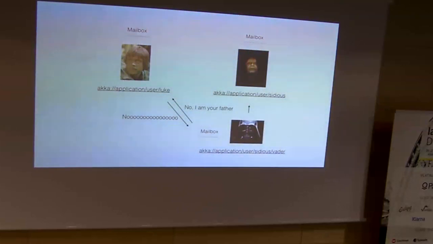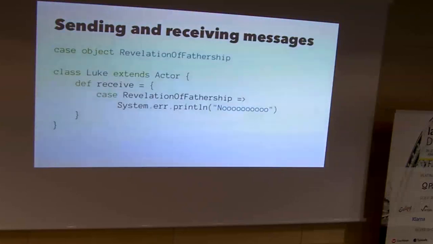A bit of code here. So we have this revelation of fathership. That's our message. It's an immutable message. That's important. You should not send mutable things around. You should only send immutable messages around. And then Luke is an actor because he extends this actor trait here. And in the receive method, we see in case of revelation of fathership, we are very sad.